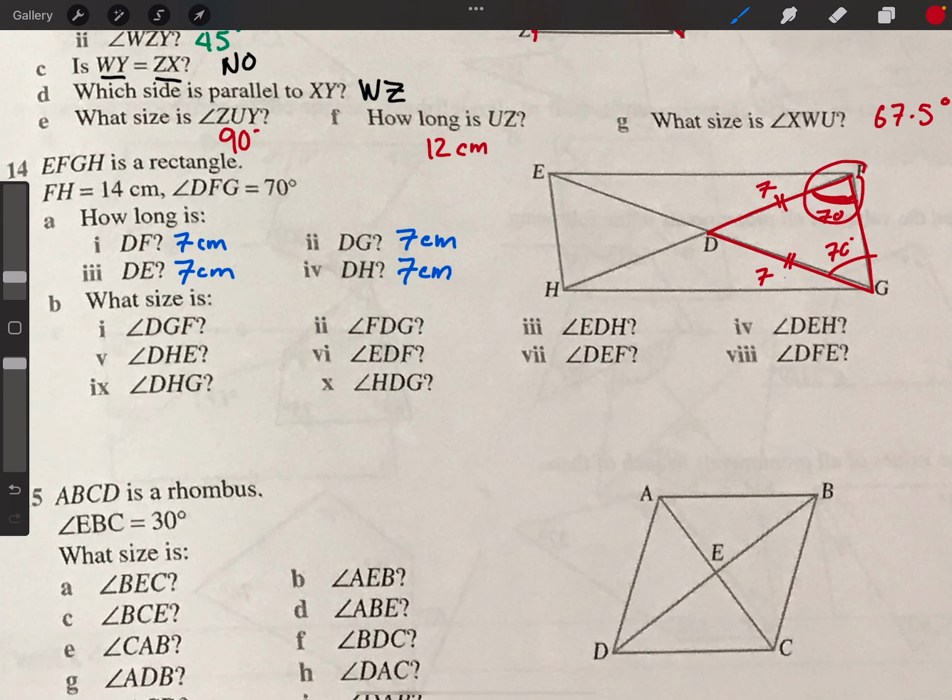This 70 comes from here. It states that angle DFG is 70. That's where it comes from. Okay, so they're both 70. So angle DGF is also 70 degrees.